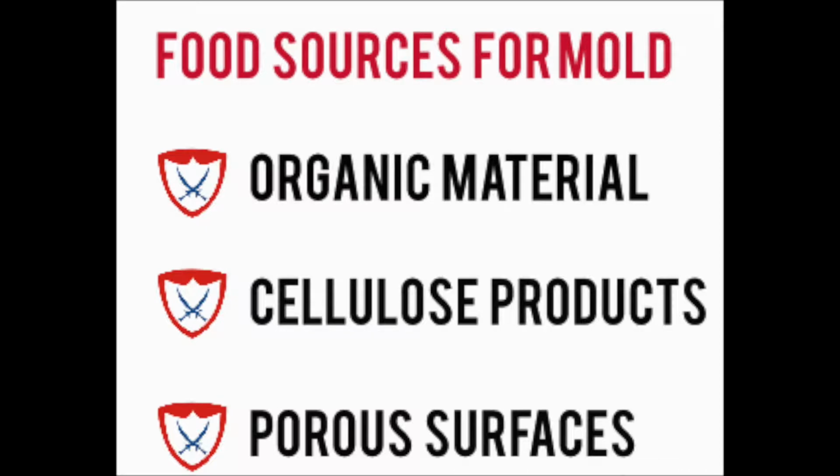Now when we look at a food source, we're talking about, again, organic materials, so dust, dirt, debris, trees, and much of the building materials in your home are made of those products. Drywall, for instance, trim, the paper backing on the insulation, and that goes right along with cellulose products. And then it falls in the category of things that are porous as well. These are items that can act as a food source for mold.